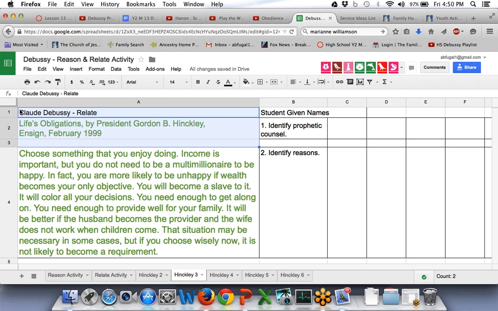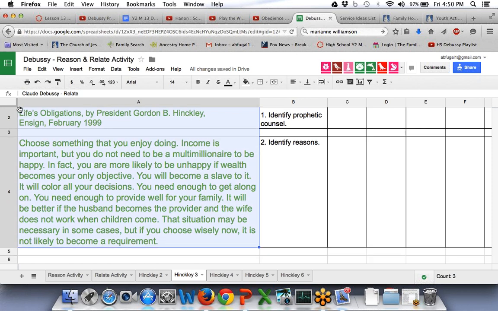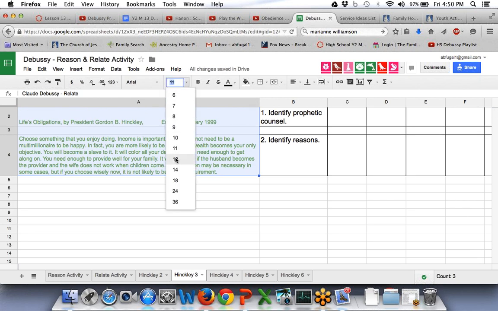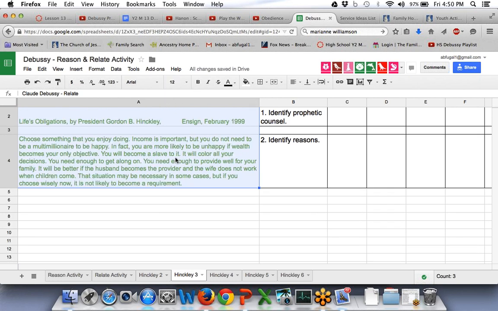Here's the next one, and I'm going to make it smaller as well so that we can see more answers. I want you to look for the counsel. Emmeline, can you see it on the screen where I am? I can see it, I just can't see where you can write down the answers. You see where it says Hinckley 3? If you click that on your computer, then you can write in any of these columns.